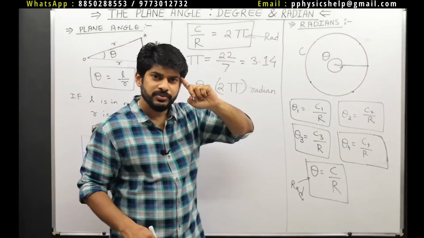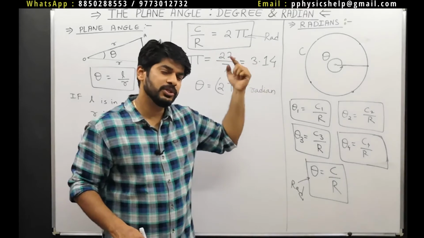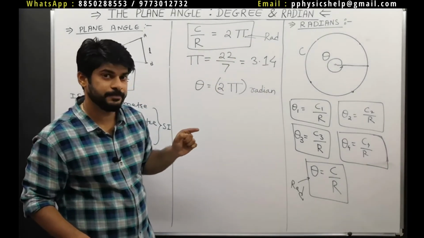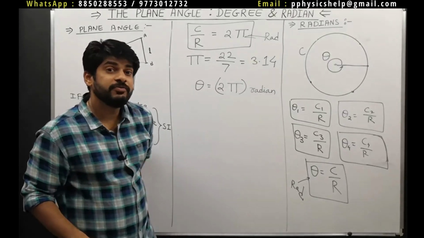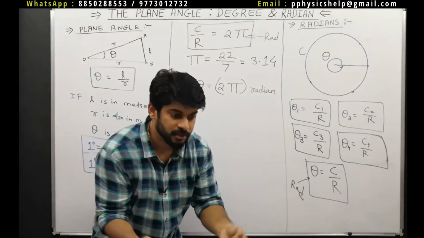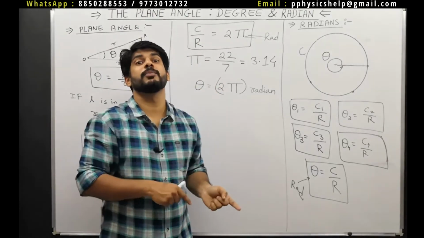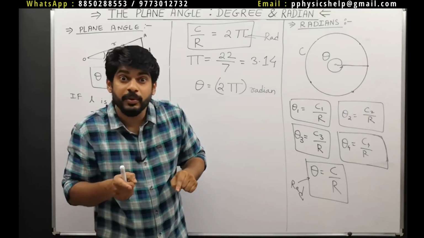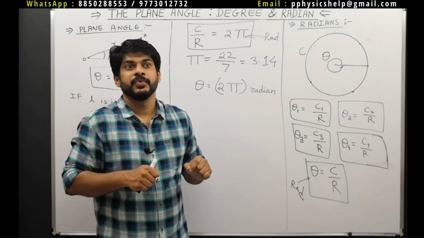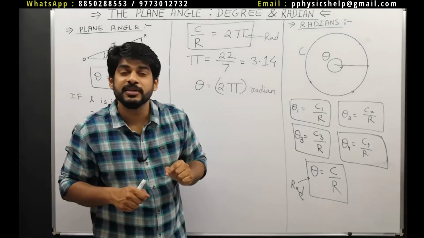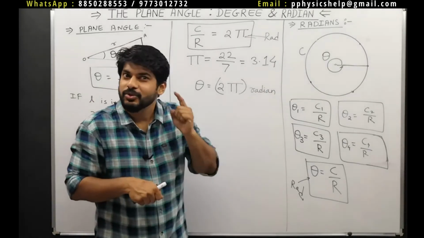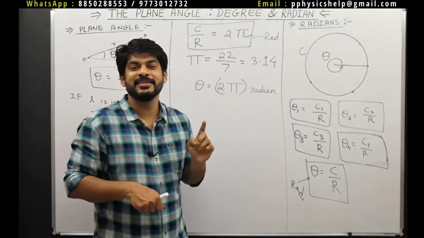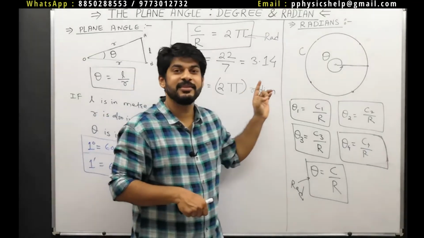But now just recall, we have just talked about what a degree is. Over there we defined 1 degree by dividing the whole circumference into 360 equal parts. We said that the total angle of the circle is 360 degrees. And over here we are saying the total angle of the circle is 2 pi radians. So we got some link between the radians and the degrees, isn't it?